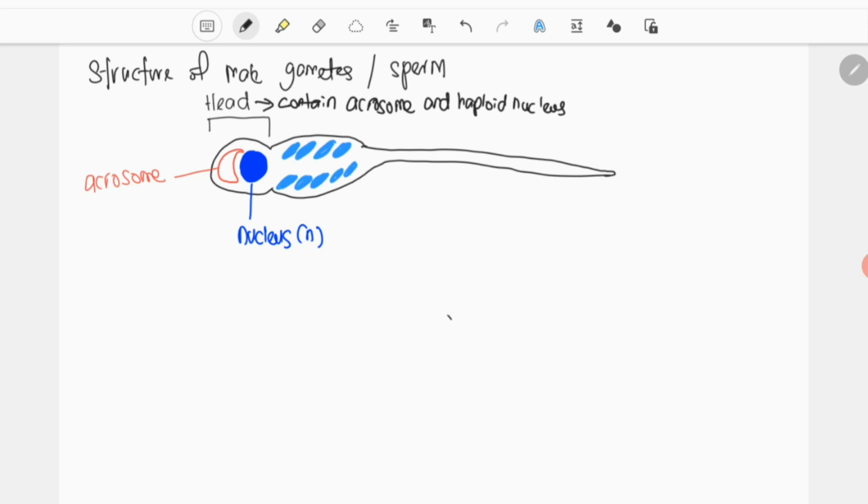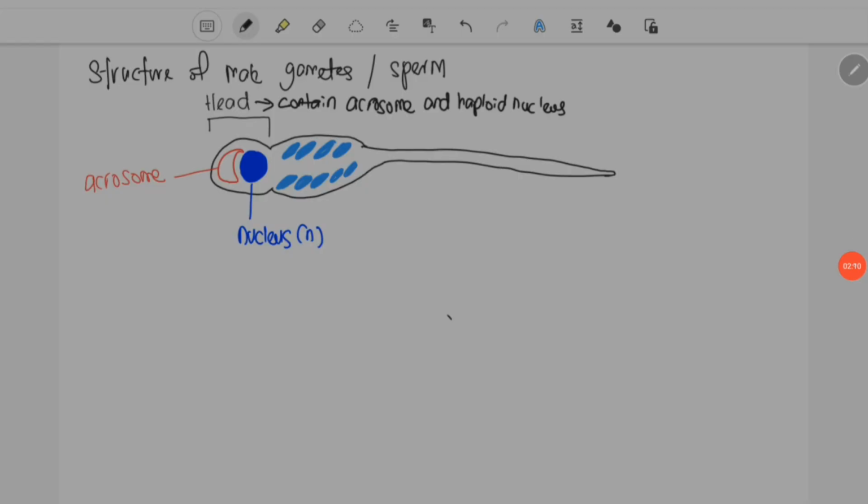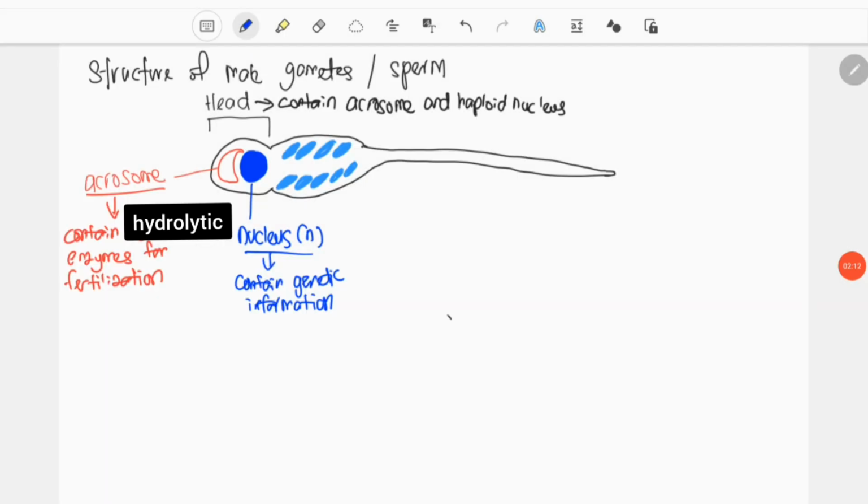So ada dua benda yang kita akan jumpa dekat dalam kepala sperm cell, iaitu a chromosome dan juga haploid nucleus. So nucleus tu basically nucleus lah yang haploid dan contain the genetic information, iaitu DNA. So yang pertama tu a chromosome. So a chromosome is basically a sac, satu kantung yang mengandungi hydrolytic enzymes. So enzymes ni penting untuk proses fertilization with the female gametes. So that is the first component, iaitu head of the sperm.